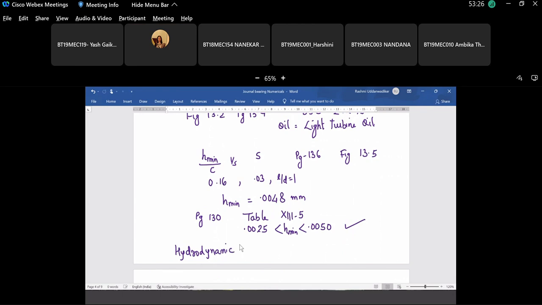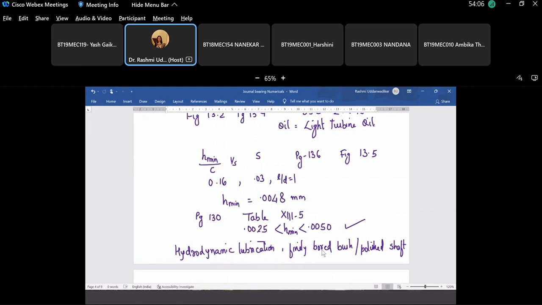This is hydrodynamic lubrication, assuming it is finely bored bush and polished shaft. So your journal is polished. That is telling you about the surface finish. And the bush, or the inner surface of the bearing, is bored with a very fine surface finish. That is the meaning of this.